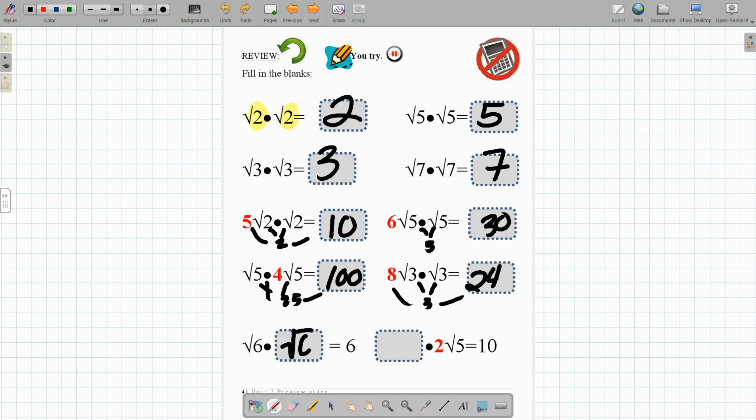Then this is root 6. This is root 5, because root 5 times root 5 is 5. 2 times 5 is 10. Mark the ones you got correct. Redo the ones you got wrong.